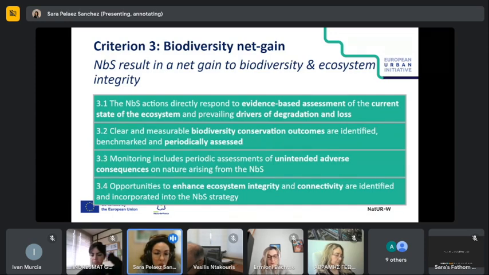Also, you need to take into account and measure unintended adverse consequences that you might not have considered at first, but then you realize that you might cause something unwanted. And you need to create opportunities to enhance the ecosystem integrity and connectivity, identify those, and incorporate them into the NbS.